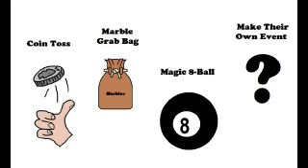In these stations, I'll have a coin flipping station, a marble grab bag, and a magic 8-ball. Finally, the last lab will be a creativity lab where the students will have the opportunity to create their own probability experiment, maybe rock, paper, scissors, or counting colored shirts. They'll be given the choice to figure this out on their own.